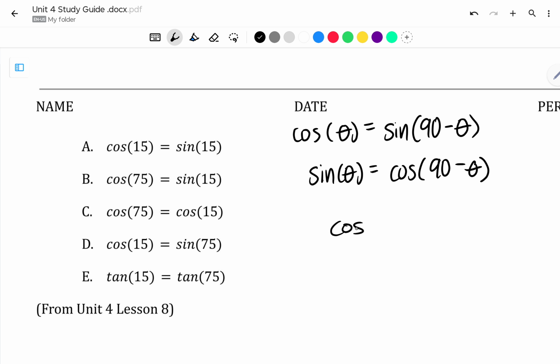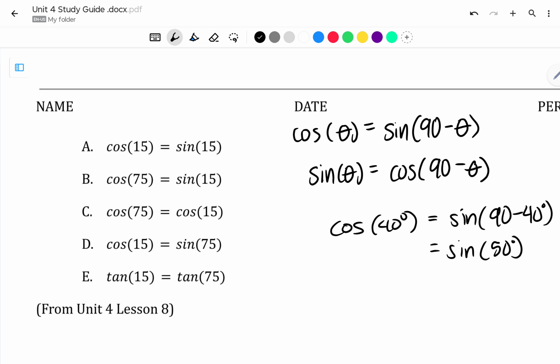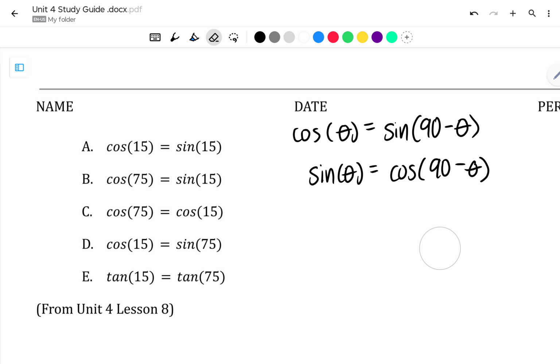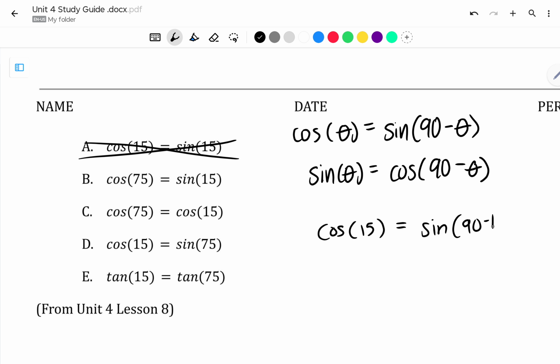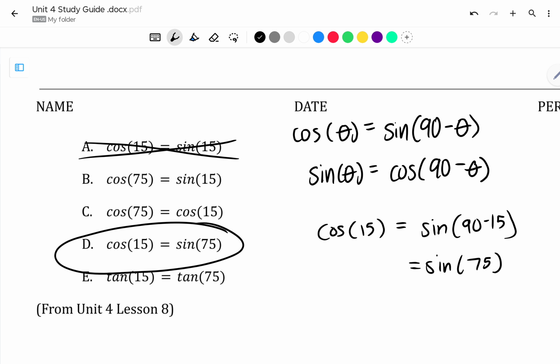So I'm going to give a quick example. Cosine of 40 degrees is equal to sine of 90 minus 40 degrees, which is sine of 50 degrees. They have to be equal. Okay? So we're just going to check this rule for each of these choices. Is cosine of 15 equal to sine of 15? No. Right? Because cosine of 15 needs to be equal to sine of 90 minus 15, which is 75. Okay? So that's actually this one right here. So I'm going to check that off.